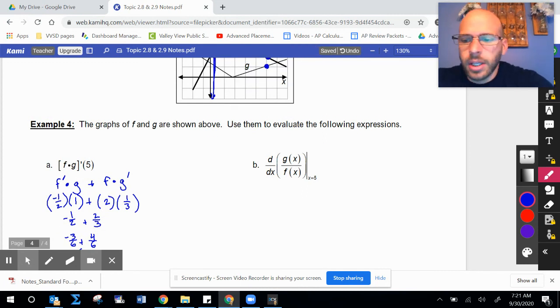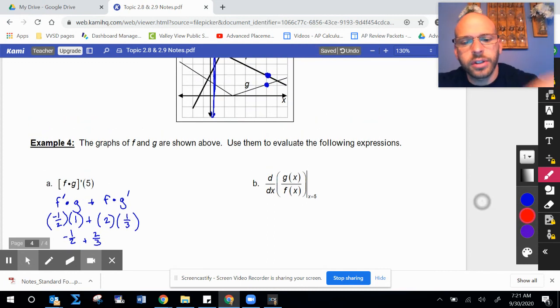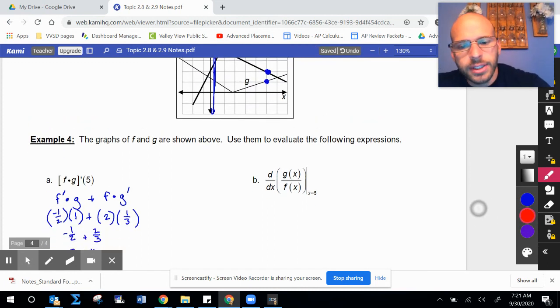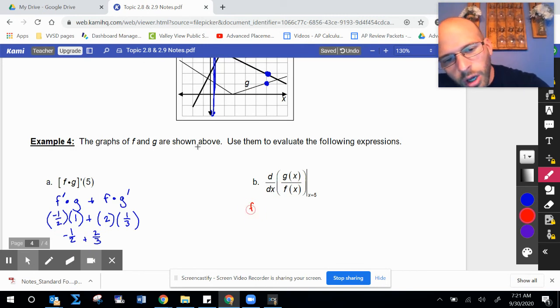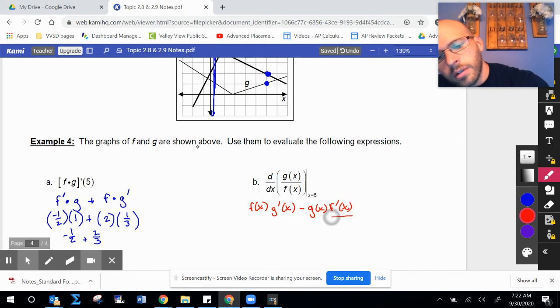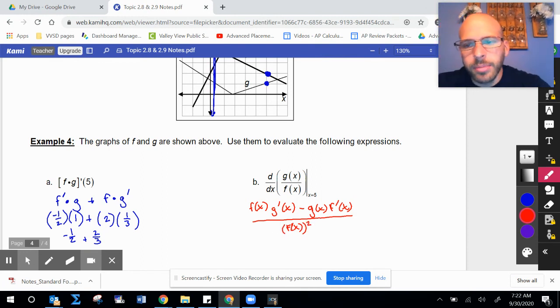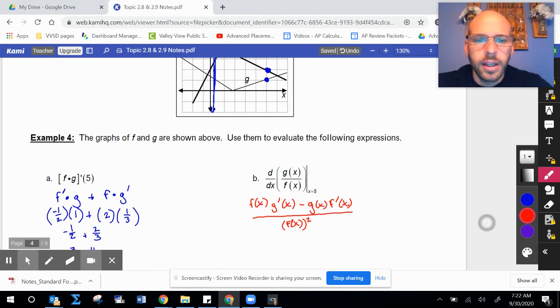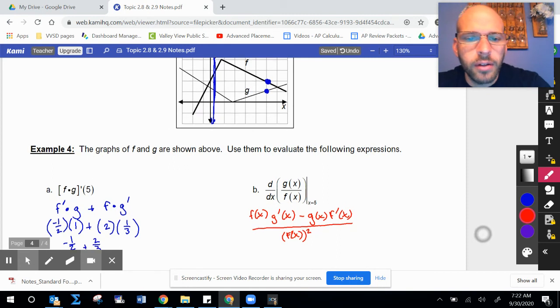Okay, let's do the same thing. We'll do the best we can with the graph. The graph looks a little bit off. I'll have to fix that. But we're going to do low d high minus high d low all over the bottom squared. Now remember, the bottom is not the derivative. Okay, so we're going to do this at 5 as well.